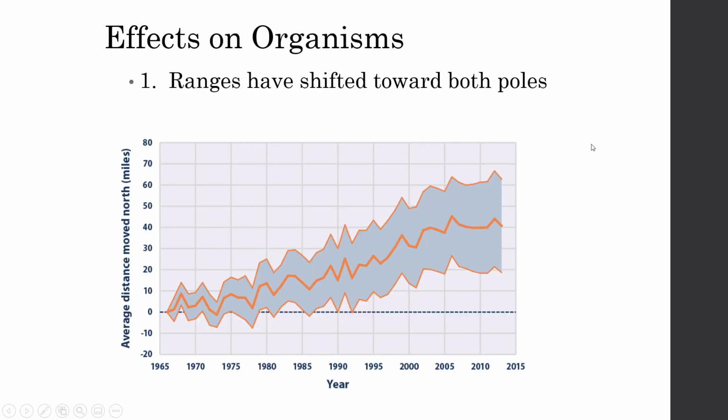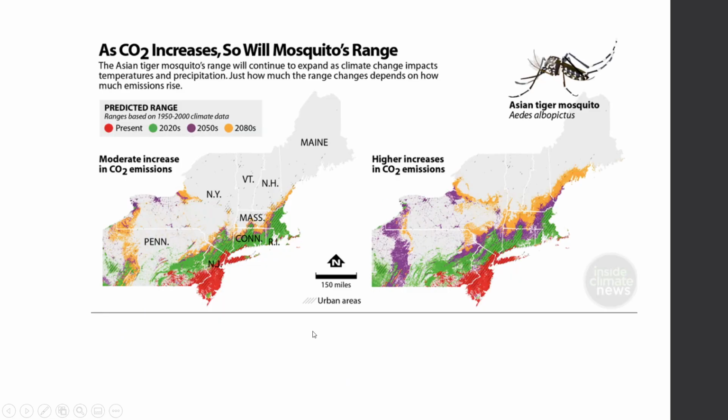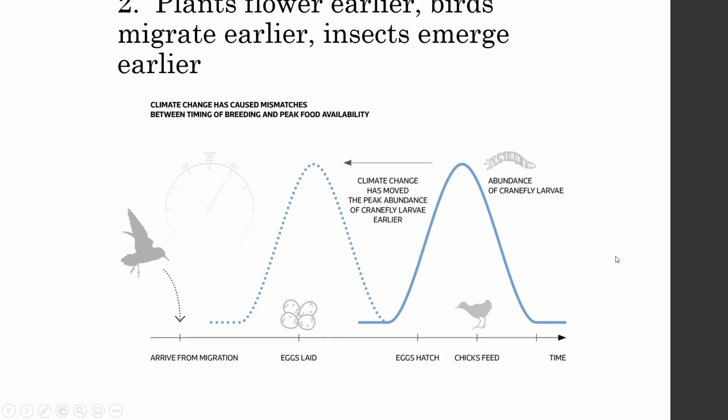It also has effects on organisms, of course. The ranges have shifted towards both poles. So this is looking at the average distance moved north in miles. And we can see that over time, both poles, so far away and far down, are shifting, but overall they're going farther and farther. As CO2 increases, the range of the Asian tiger mosquito is going to increase. So some more downsides, right, of increased CO2.